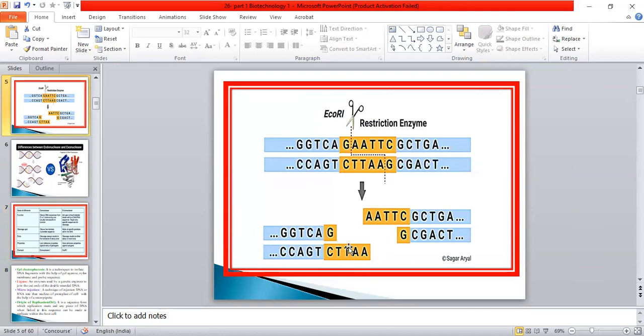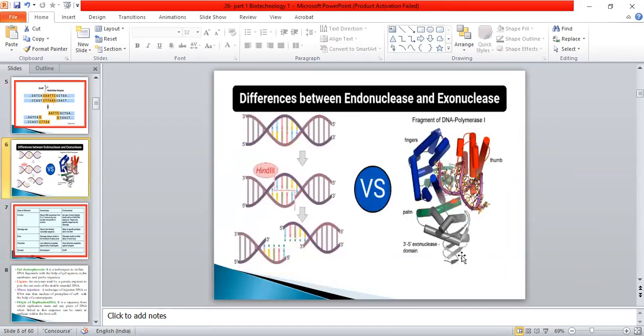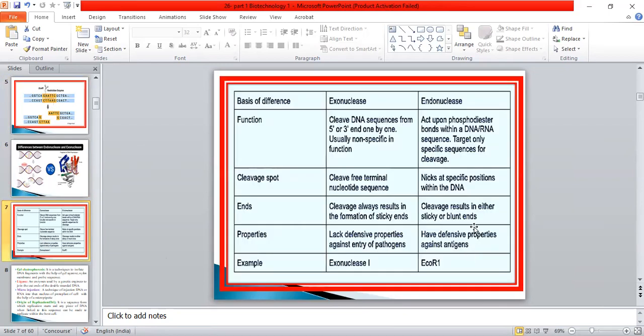This is a sticky end. It can bind the exact complementary copy of another DNA molecule from another part, a foreign particle, and it can be easily bound. But in this case there is a blunt end, which is also reported here. So the cleavage result is a sticky or blunt end.